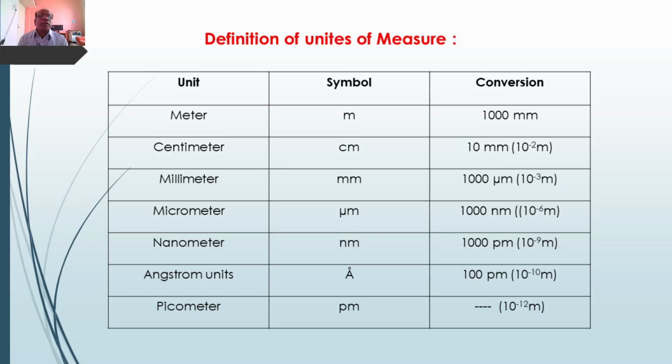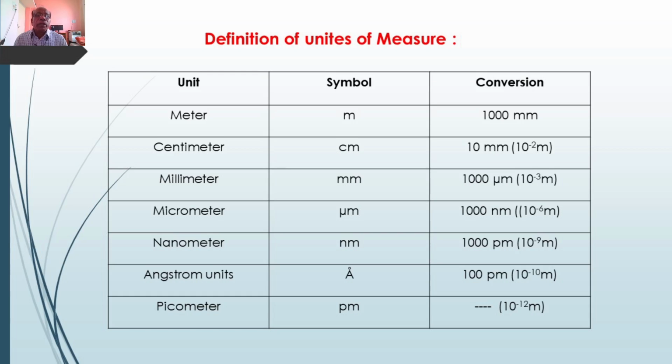So the first one is the meter, represented by the letter small m, and it is equivalent to 1000 millimeter. So 1 meter is equivalent to 1000 millimeter. 1 centimeter is equal to 10 millimeter, and it can be denoted as 10 raised to minus 2 meter.